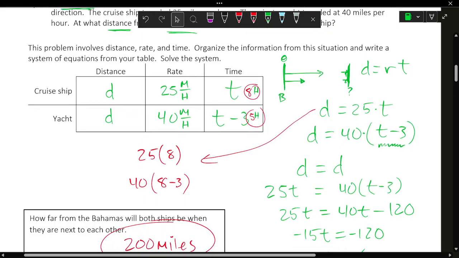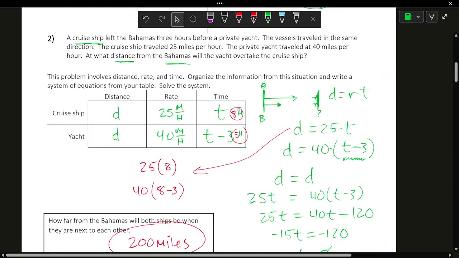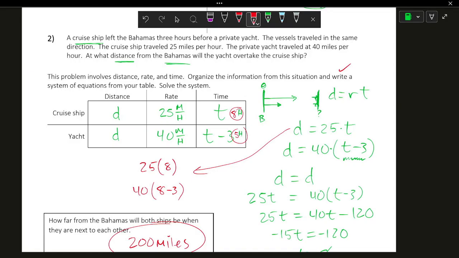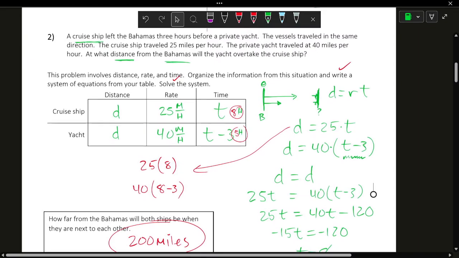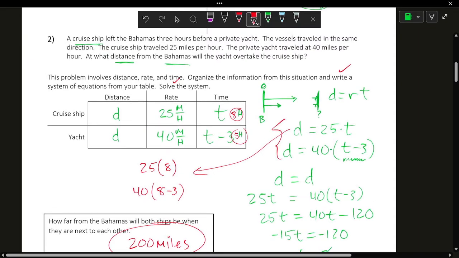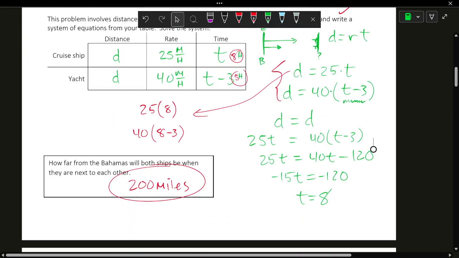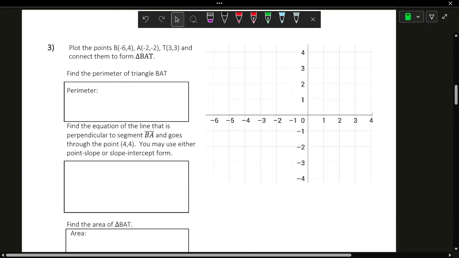By the way, this problem did say that you need to organize the information from this situation and write a system of equations. So you have to write a system and you have to solve that system. So this is the system, right? Two ways to express D. You can see me solving it using the equal values method. And then I went back through and double checked it.